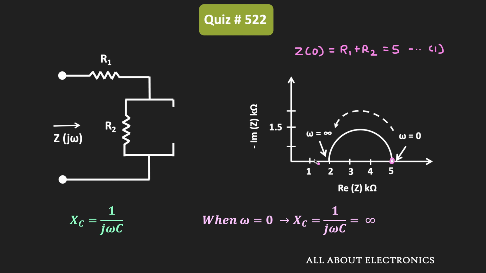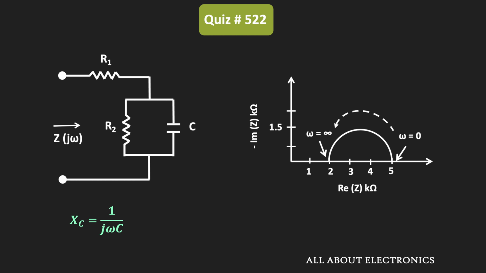Similarly, we have been given that whenever omega is equal to infinity, the value of Z is equal to 2. Whenever omega is equal to infinity, Xc will be equal to 0, right? So due to that, this capacitor will act as a short circuit, and this resistor R2 will also get short circuited. That means at omega equal to infinity, the equivalent impedance of the given circuit is equal to R1, or we can say that Z of infinity is equal to R1, and from the given plot this value is equal to 2.